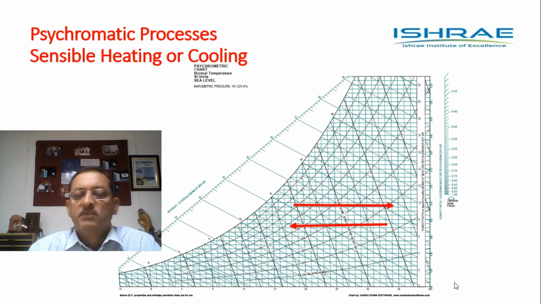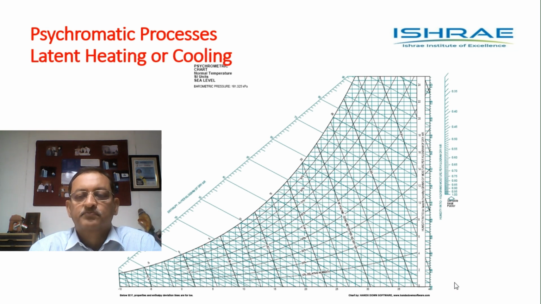Pure sensible heating we can do with the help of an electrical heater or with the help of a heating coil through which hot water is passing or hot oil is passing. If we keep it inside the room, that will cause sensible heating, pure sensible heating. Similarly, in case if we use a chilled beam or any process of radiant cooling, that will cause pure sensible cooling inside the room.